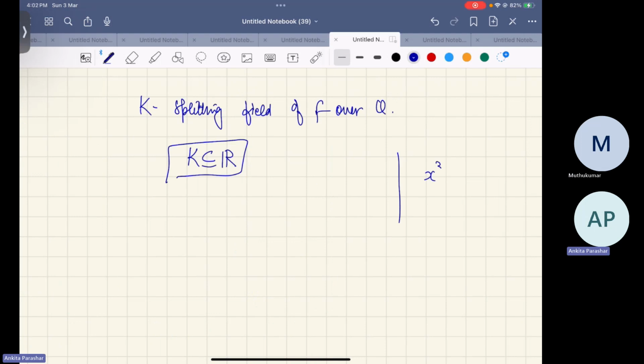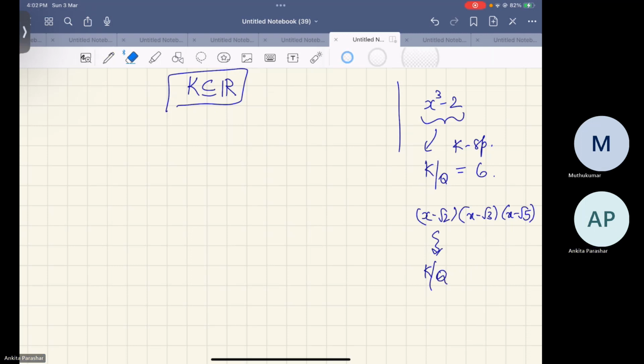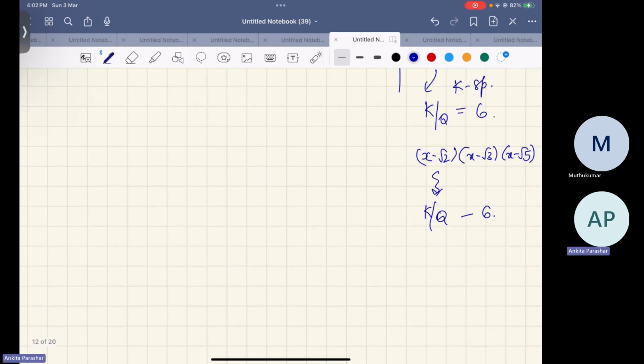Suppose I ask you about x cube minus 2. Let's say K is the splitting field of this, and K over Q, you know the degree is 6, right? But if I ask you for the splitting field of x minus root 2, x minus root 3, x minus root 5, clearly K over Q has degree... sorry, what I'm saying. What is the degree? Again 6.